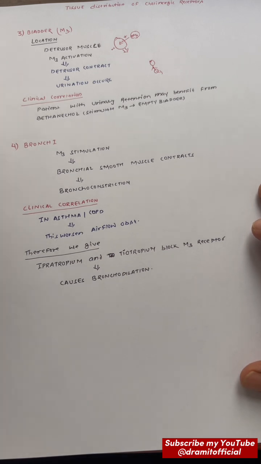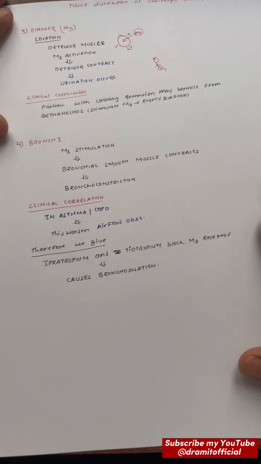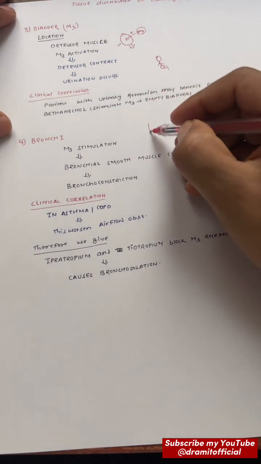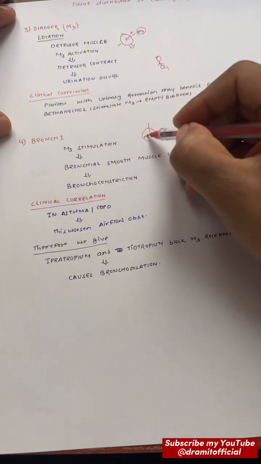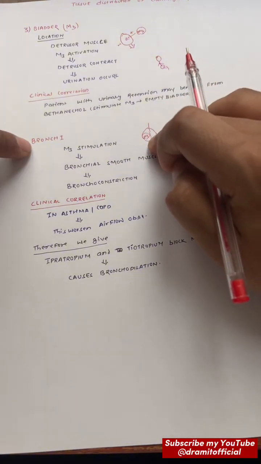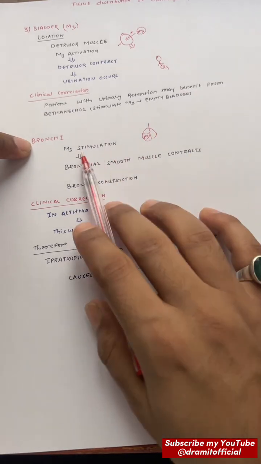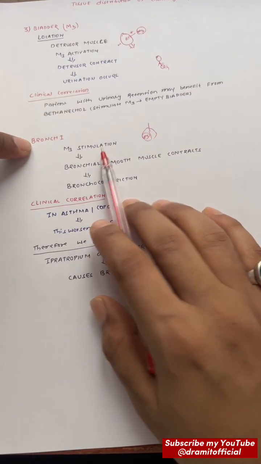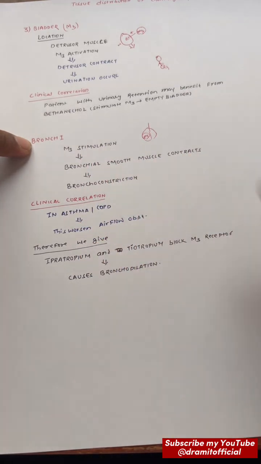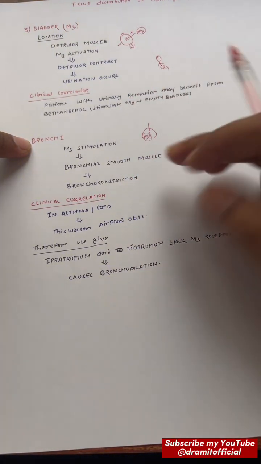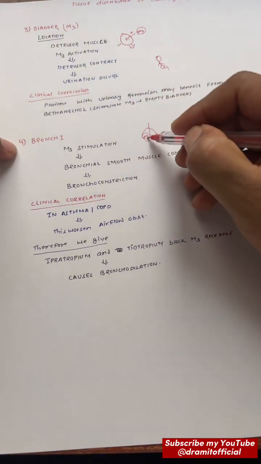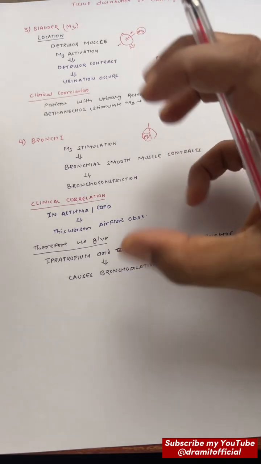Now let's talk about the bronchi. How does it work on the bronchi? Suppose this is the lungs. It's a bad diagram. In the bronchi there is an M3 receptor. When M3 stimulation occurs, the bronchial smooth muscles will contract and it will increase bronchoconstriction. Basically, when the M3 receptor is activated, it causes bronchoconstriction.